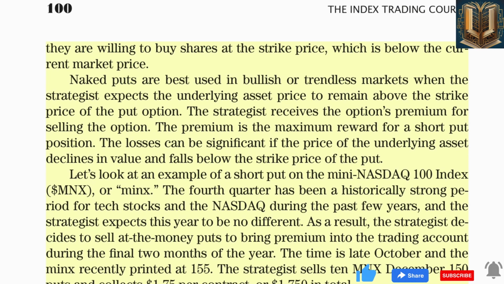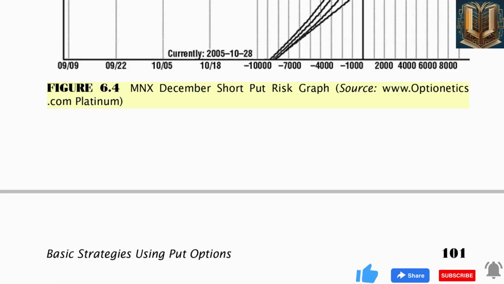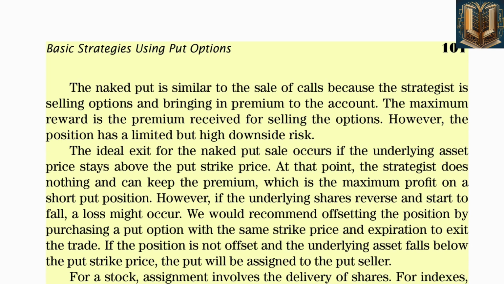When the underlying instrument's price rises and remains above the strike price of the put option, the strategist is in the profit zone. At these levels the options expire worthless and the trader can keep the initial credit received. Figure 6.4 MNX December short put risk graph. Source: www.optionetics.com Platinum.